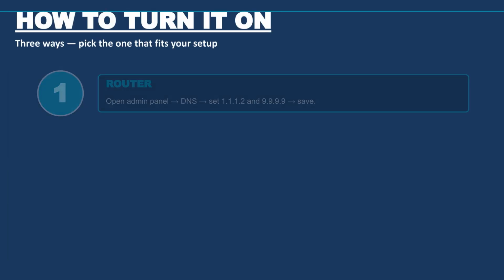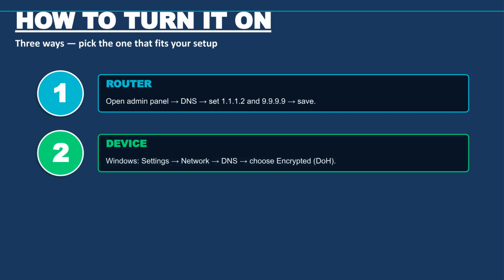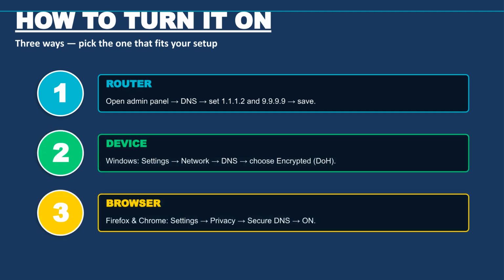There are 3 ways to turn it on: by setting DNS at the router for network-wide protection, at the device level, choosing an encrypted option, or at the browser level, enabling secure DNS.